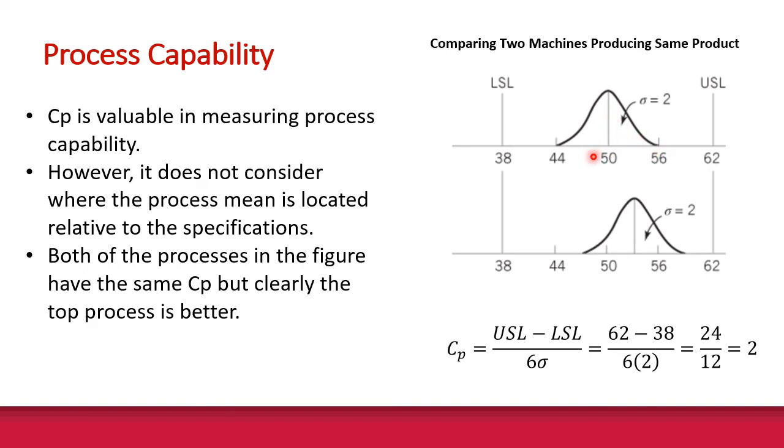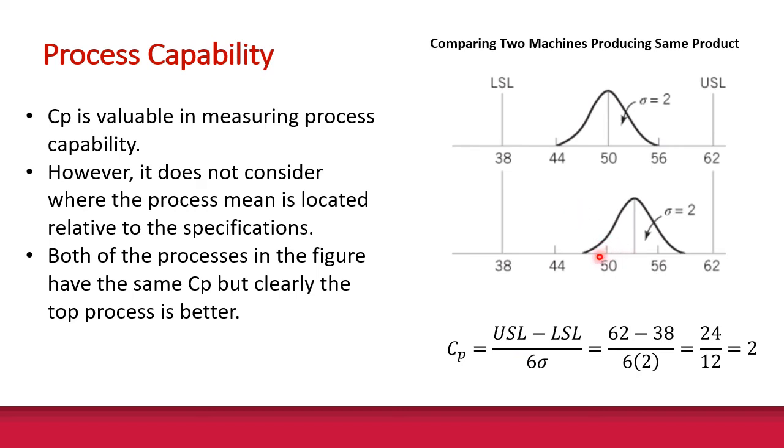So what that means is that we're going to produce some Coke bottles that are filled a little bit less than 50. We're going to produce some that are filled a little bit more than 50. But this process is clearly capable because it has a CP value of 2. If you calculate this, it's 62 minus 38 divided by 6 times sigma, so you get 2. The interesting case is if you compare machine 2, you get exactly the same process capability ratio value of 2.